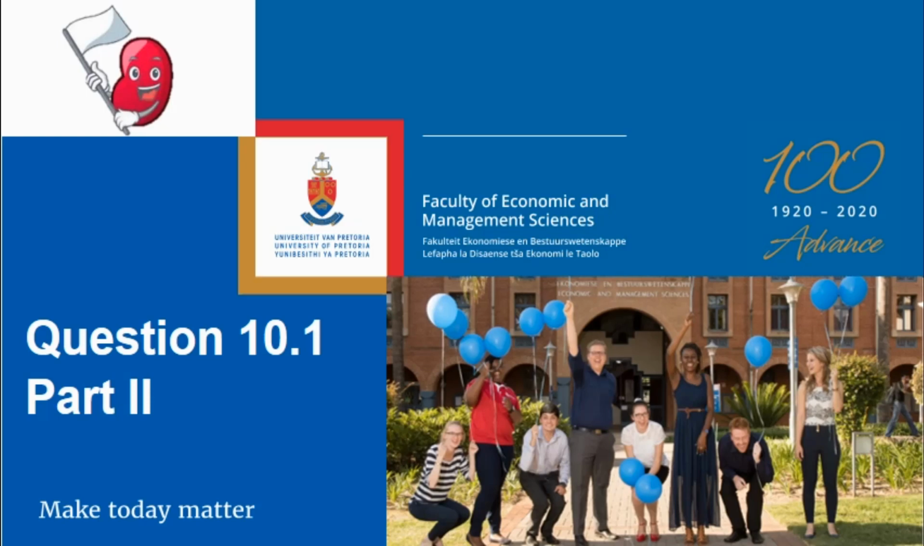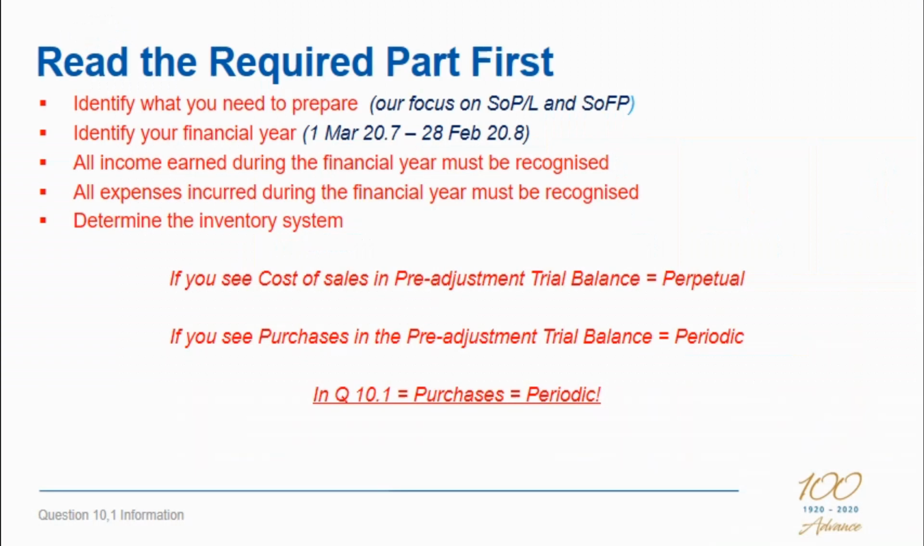In this presentation, we're going to look at the interpretation of the additional information as per question 10.1. Read the required part of the question first. Identify what you need to prepare. Our focus in this specific presentation will be on the statement of profit or loss and other comprehensive income, as well as the statement of financial position. Also identify your financial year.